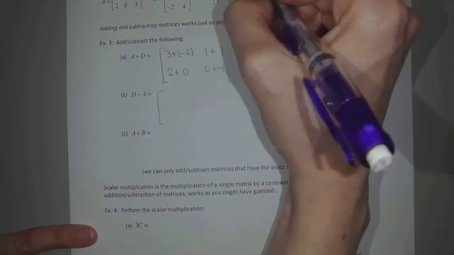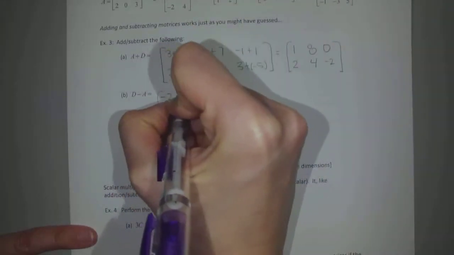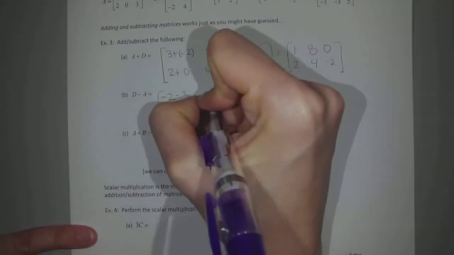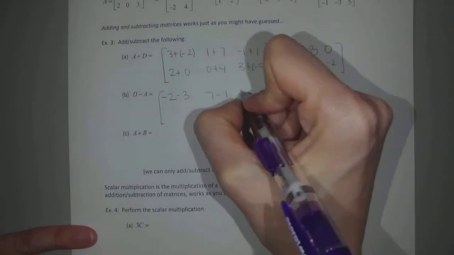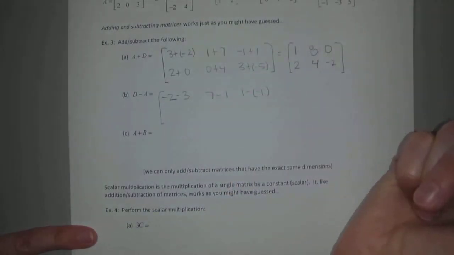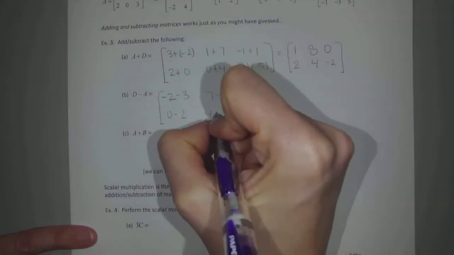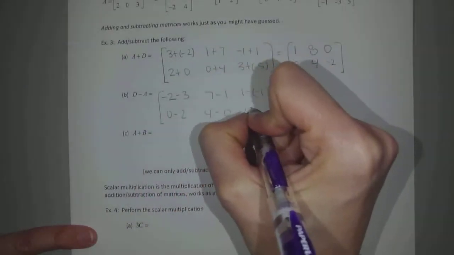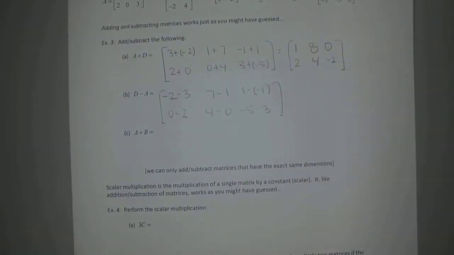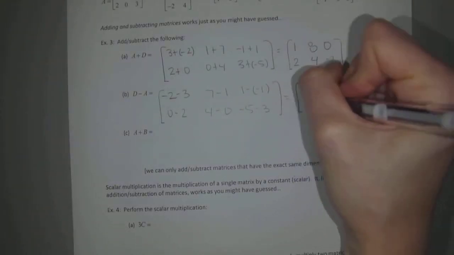D minus A, you have to go in the right order. You have to take the entry from D first, so -2 minus 3, 7 minus 1, 1 minus a -1. 0 minus 2, 4 minus 0, -5 minus 3. You guys see what I did? I just took all the entries from D and I subtracted all the entries of A that were in the same spot and just do the math.